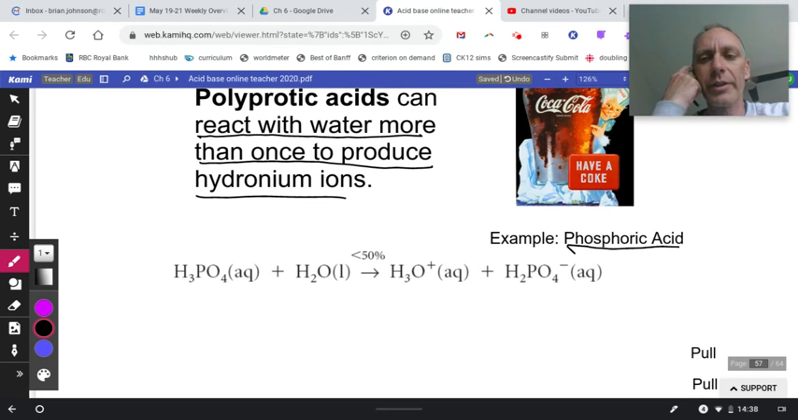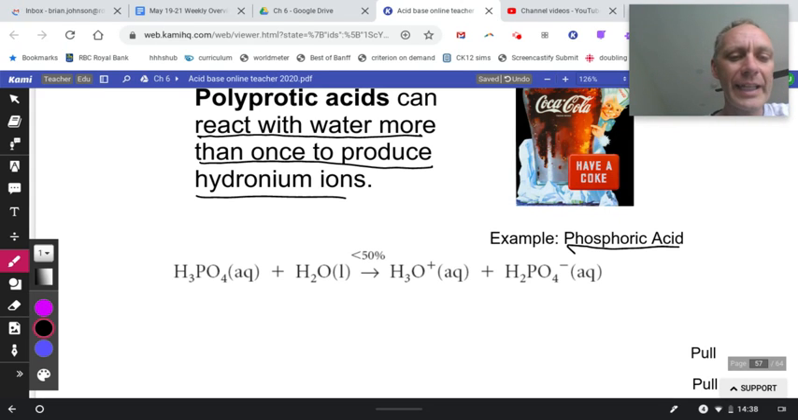Phosphoric acid is one that's used in pop to give it a little bit of zing. I've used it before to remove rust from cars as well. You can buy a concentrated phosphoric acid at Canadian Tire. It's a good way to try and remove some rust. It didn't work as well as I had hoped, but it was okay.